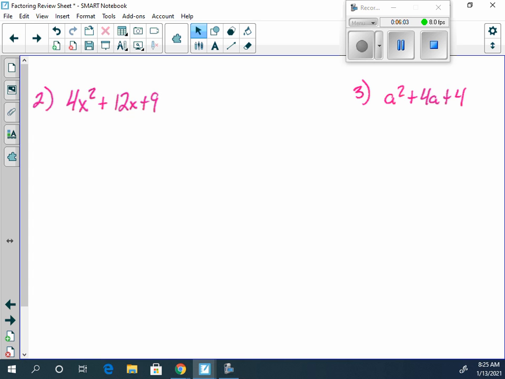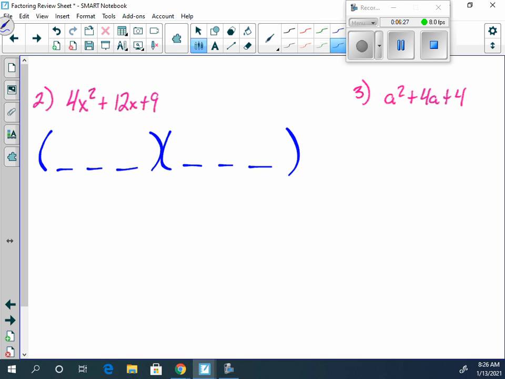Now, this could be one of our special ones where the set of parentheses were the same. But even if it is the case, it's not going to change what we do. The first thing we do when looking at number 2 here is we want to see, is there a greatest common factor between all 3 terms? Well, there's not a number that will go into 4x squared, 12x, and 9. So I move on to my 2 sets of parentheses with 3 spaces.